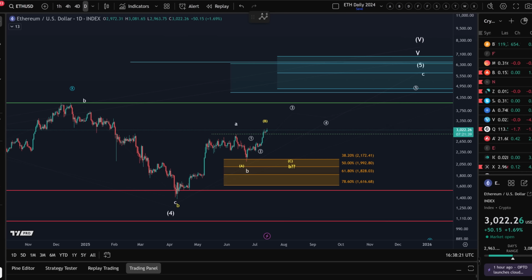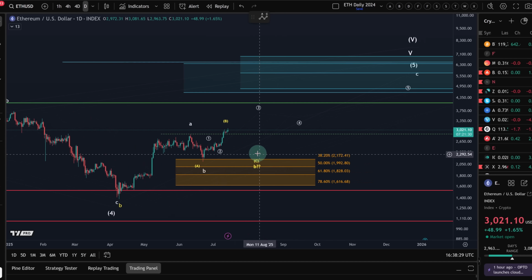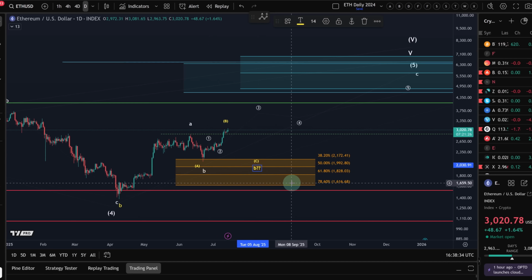So we're tracking here an ABC structure to the upside, and the current idea is that a B wave bottomed on the 22nd of June. Now, that being said, it's still possible that the B wave is unfolding. That is why the support area here on this time frame remains untouched.